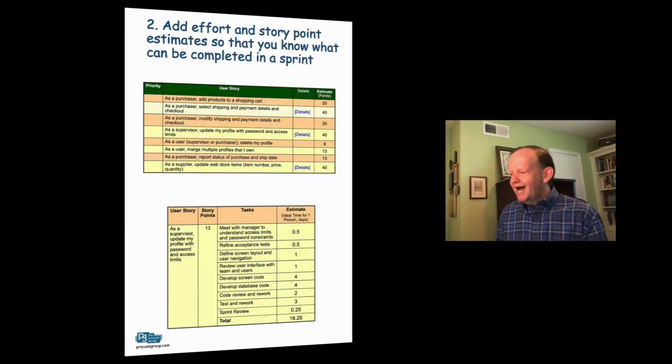Number 2 is to add effort and story point estimates so you know what can be implemented by the sprint. So one of the magic items of Agile is to get feedback on the product every 2 or 4 weeks, given your iteration or sprint length. But if you don't have good estimates for the work to be done, it is very difficult to know if you can achieve that work by the end of the sprint.